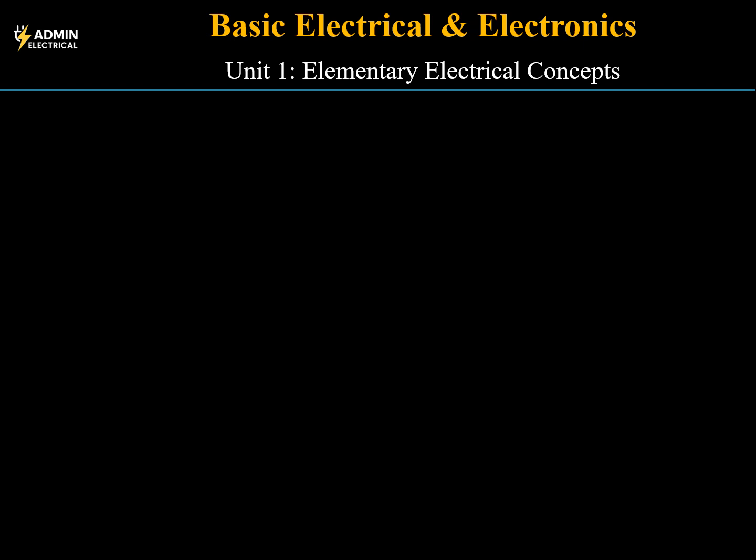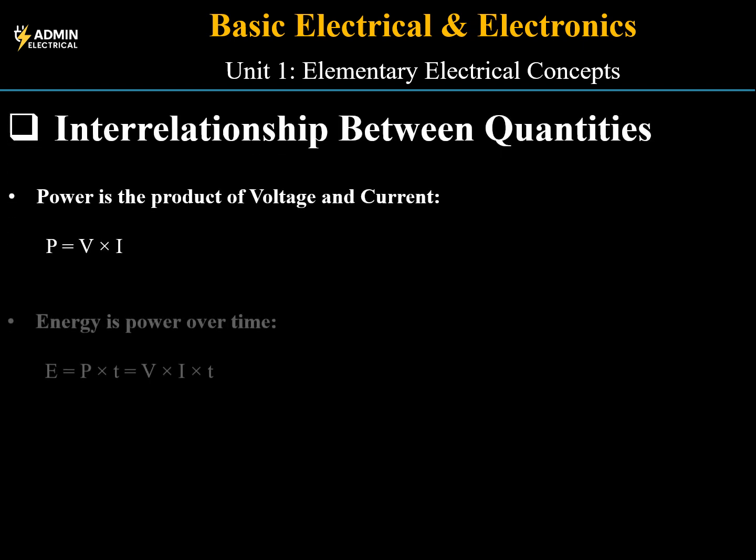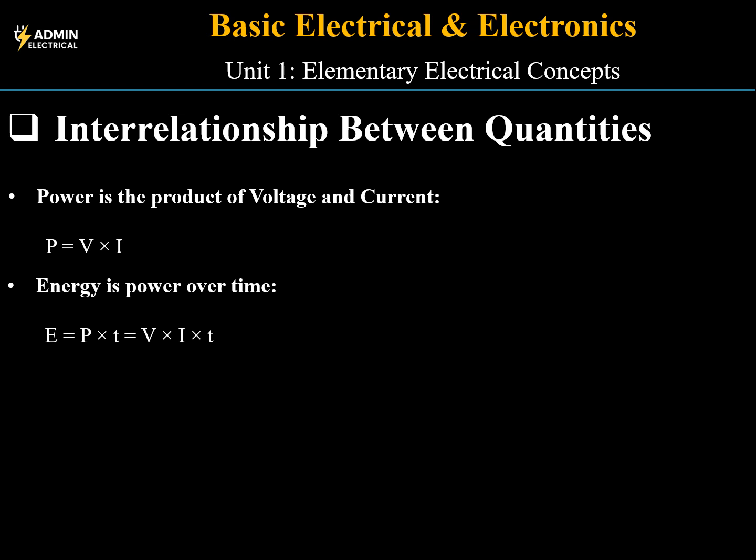Now let's quickly revise the relationships. Power is voltage times current, energy is power times time. In short, P = V × I, E = P × T. Simple and powerful formulas that are used everywhere in electrical systems.